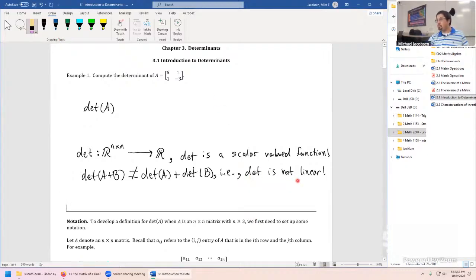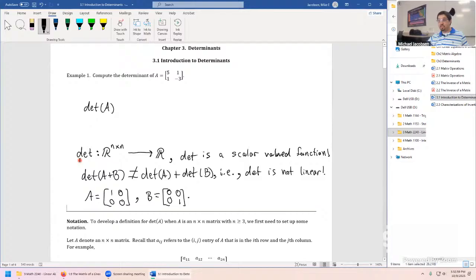If you're curious what would be a good counterexample, calculate out these things. A equals 1, 0, 0, 0. B equals 0, 0, 0, 1. If you work this out, it'll show that this determinant equation here breaks, and that's our counterexample, showing and proving that the determinant function is nonlinear.